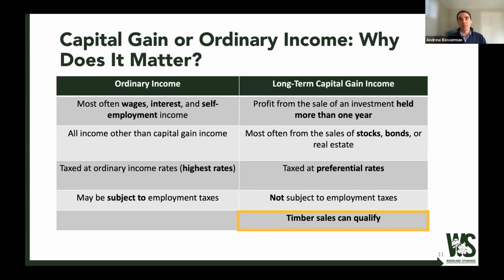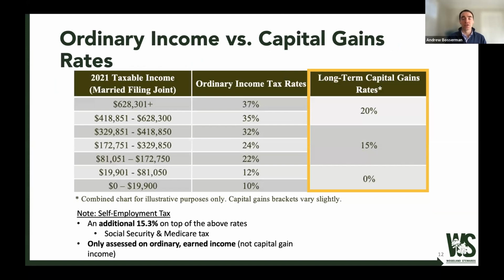And the thing we like about long-term capital gains is that they're taxed at preferential rates, meaning lower rates than ordinary income. Currently those rates for long-term capital gains range from 0 to 15%. And they're also not subject to employment taxes. And the best news of all is that timber sales can qualify to be long-term capital gains rather than ordinary income. So let's look a little closer at why capital gains are so important.